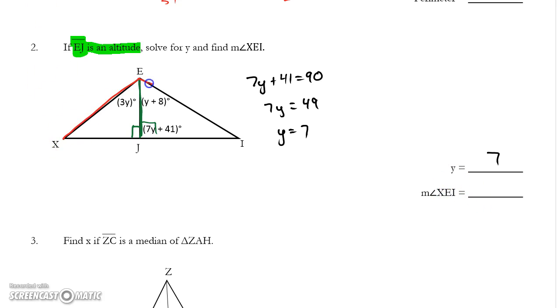The measure of angle XEI, well, X to E to I is this big angle. Okay. If I plug 7 into y here, this angle's 21 degrees, this angle's 15. We can see it is not an angle bisector. If I add those, so angle addition, I get a 36-degree angle.